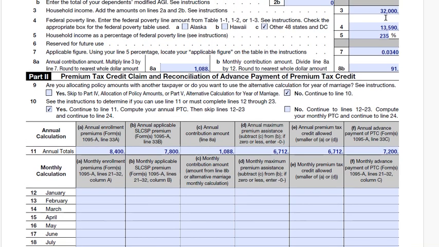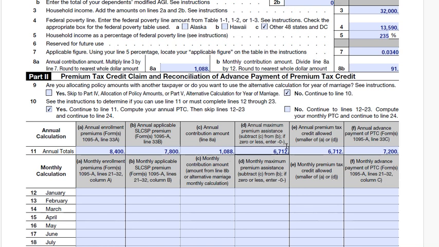And this number here depends on the adjusted gross income. In this case, we calculated it, and it comes out to be 1,088. What it means is this: the taxpayer, or the single filer, will also have to pay an extra $1,088 towards the insurance premium. So instead of the government paying $7,800, the government will now just pay $6,712. That's $7,800 minus $1,088.